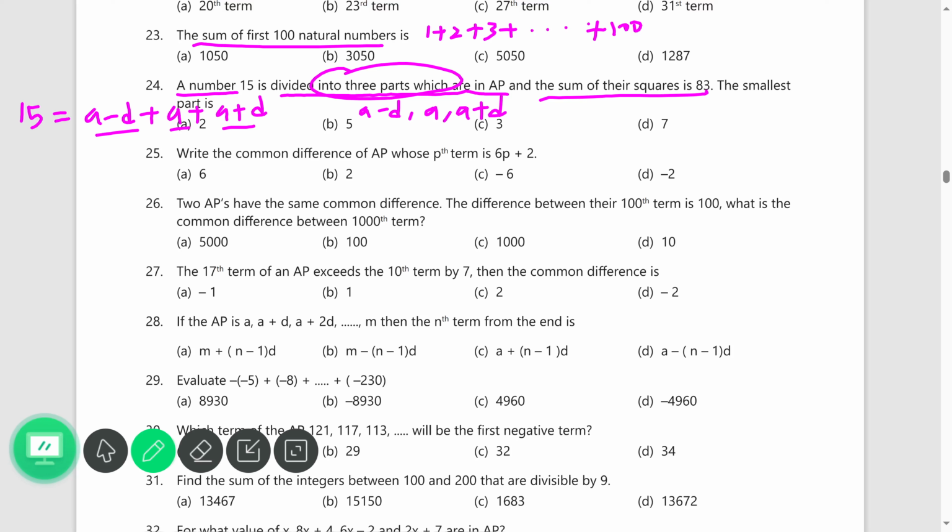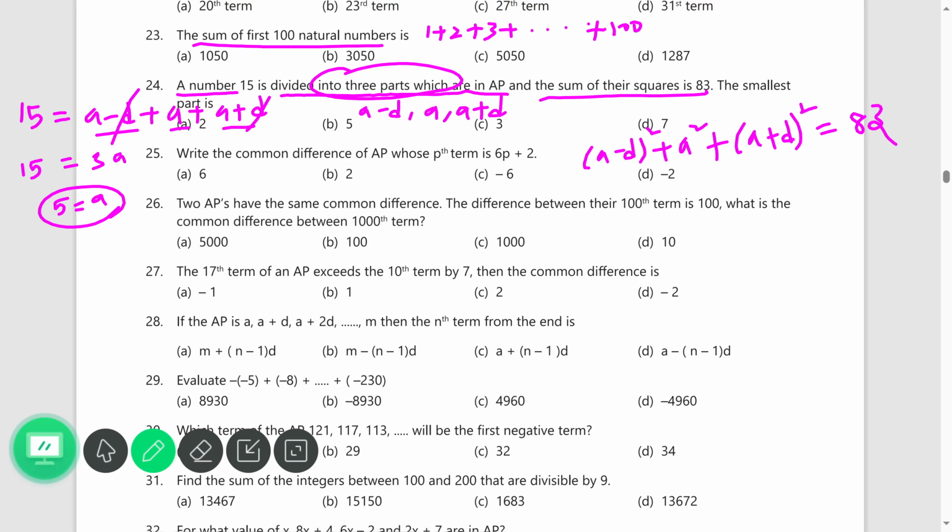Square it and add it, equal to 83, they are given. Then find the smallest part. For the smallest part, we have to find A minus D.